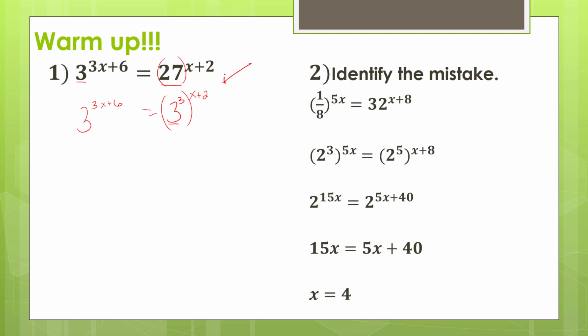This is where our exponent laws become so very important to us, because we need to recognize this as a power being raised to a power. And when you have a power being raised to a power, you can multiply the two powers. 3 times x plus 2. And so we would distribute 3x plus 6. So on the right side of the equation, we really have 3 raised to the 3x plus 6. On the left side of the equation, we have 3 raised to the 3x plus 6.